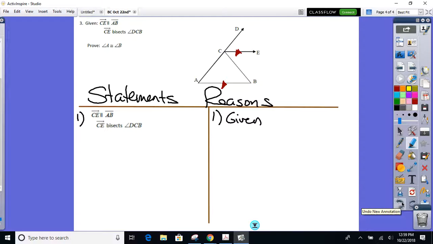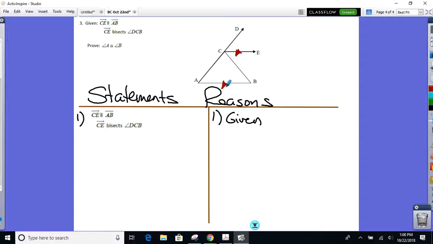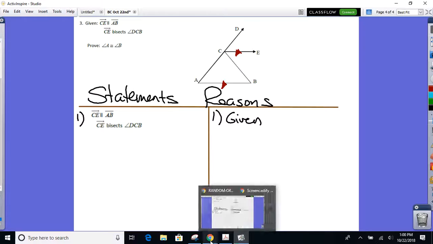Okay, I'm going to start with the parallel lines first. Can you please get me a pair of angles that are formed by CE, AB, and a common transversal? Please, please. 2 angles formed by CE and AB combined with a transversal, common one.